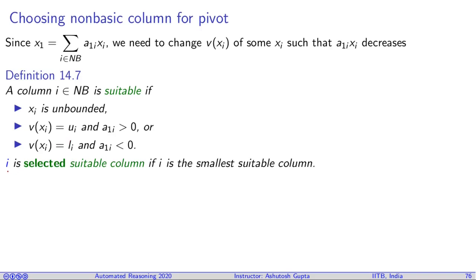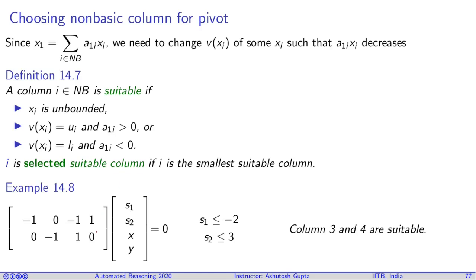If there is a choice, then there can be multiple i's that may satisfy the suitable condition. Among them, whichever has the minimum index, we select that. Call it the selected suitable column, and this will become a non-basic variable, which will leave the non-basic set and join the basic set. Now we need to find the basic variable with which it will be pivoted.